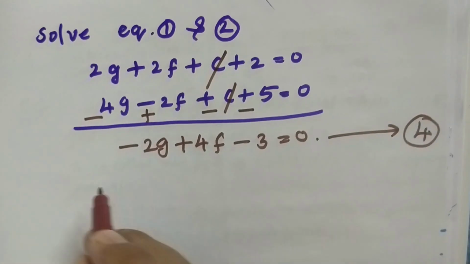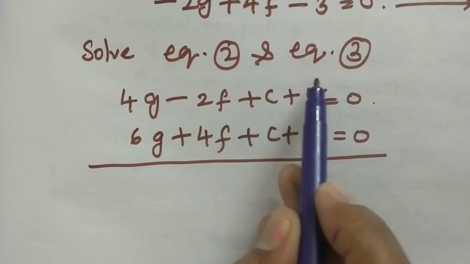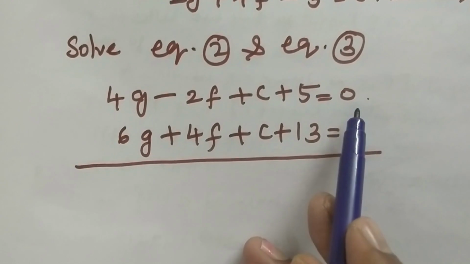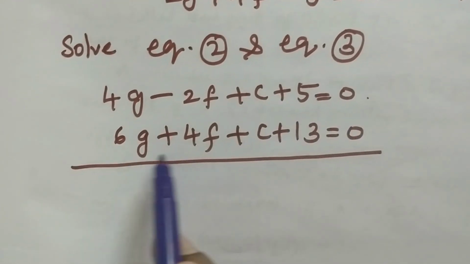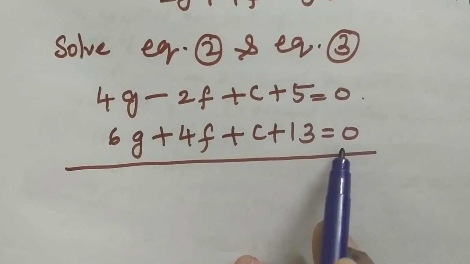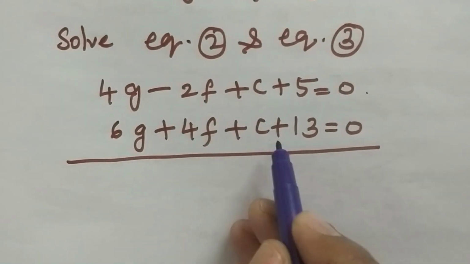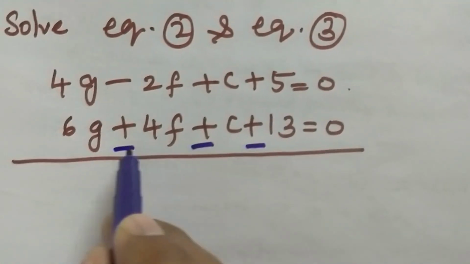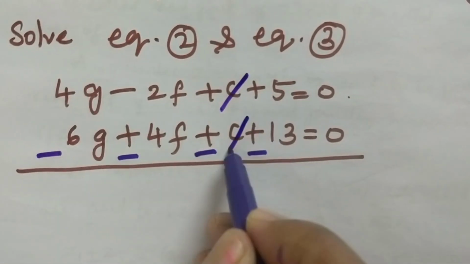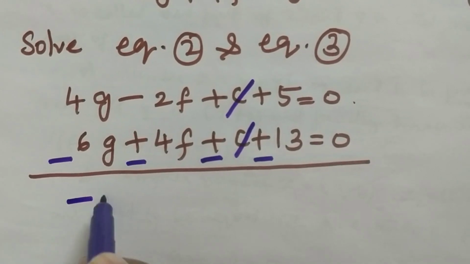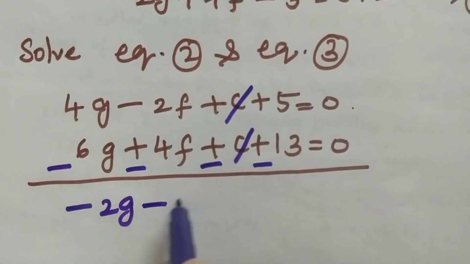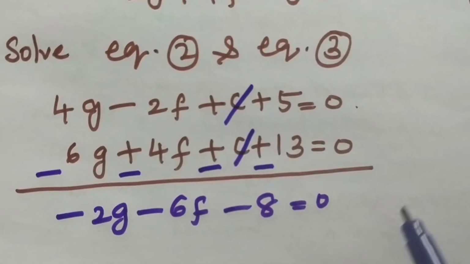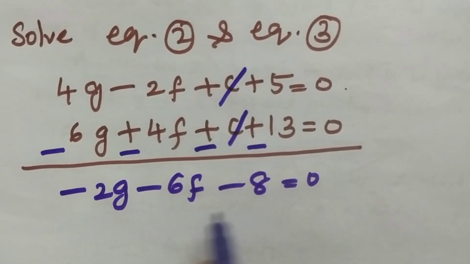Solve equation 2 and equation 3. That is 4g minus 2f plus c plus 5 is equal to 0, my second equation. 6g plus 4f plus c plus 13 is equal to 0 is my third equation. Here also, to cancel c, subtract. Plus c minus c get cancelled. Then this one is minus 2g minus 6f minus 8 is equal to 0. Say equation number 5.